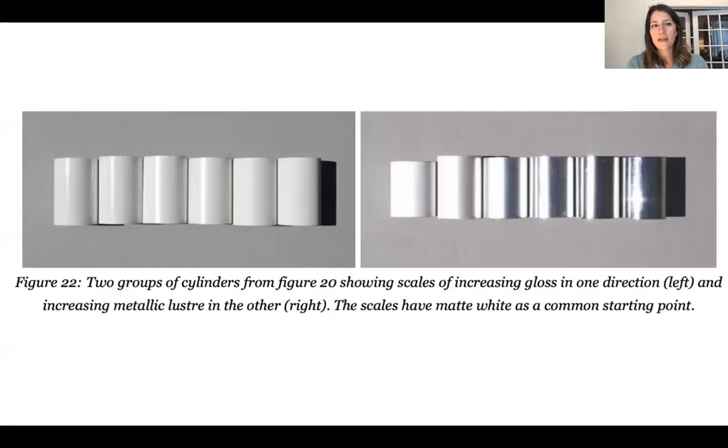This is from that same study I mentioned, and there are two groups of cylinders from figure 20 showing scales of increasing gloss. Gloss is another word for something being reflective, and metallic luster is just a different type of reflective surface. A luster has a different sheen. The scales have matte white as a common starting point, and then they vary the intensity. So you can see there's light being bounced off. Matte is going to be capturing more light and not reflecting as much. So there are two different versions of a gloss and a metallic luster from left to right.